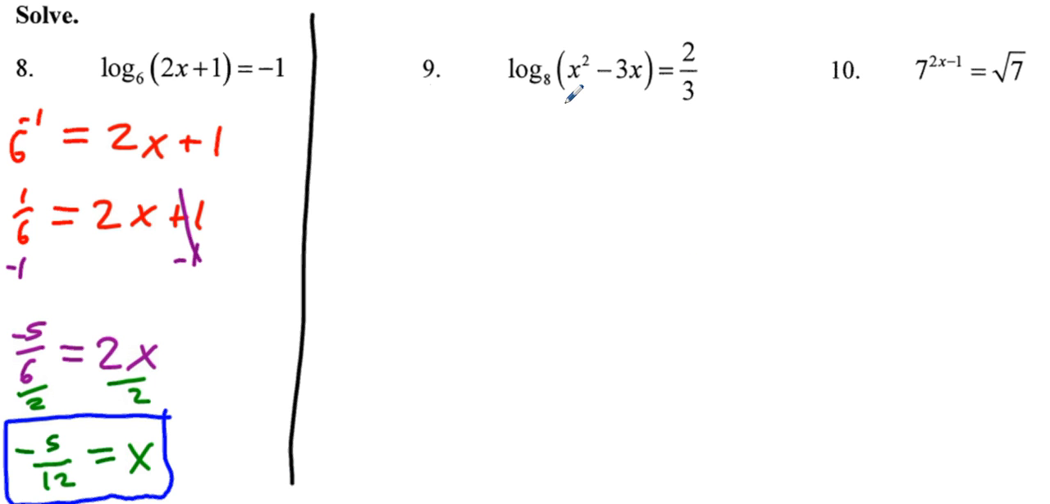Number 9, we're going to do the same thing. We're going to convert this to an exponential. So base is 8. Two-thirds is the exponent.